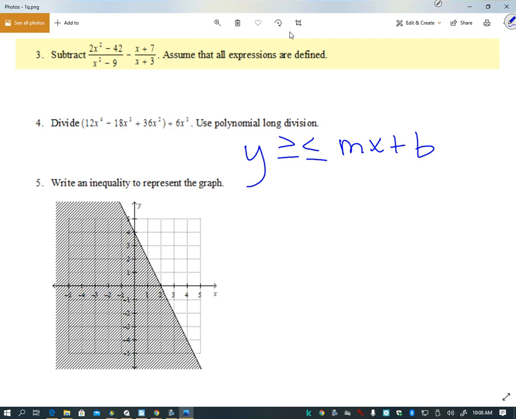When we go to set up a slope-intercept form of the equation, what's the easiest first thing to find? The y-intercept. What is the y-intercept? 4. So we got a positive 4 here. Once I know that, what should I look for? The slope. Is it positive or negative? Negative.